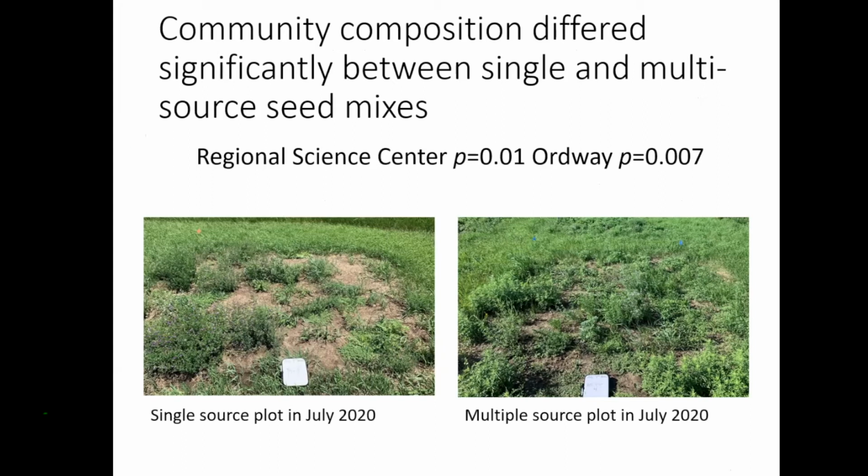And I included a visual representation of what this looked like and how we can see community composition differences with some photos taken at Ordway, in which we have a single source plot that was a photo taken in July of 2020 compared to a multiple source plot that was taken at the same exact date and time. And so we can see just visually that we do have some community composition differences between single and multiple source plots.